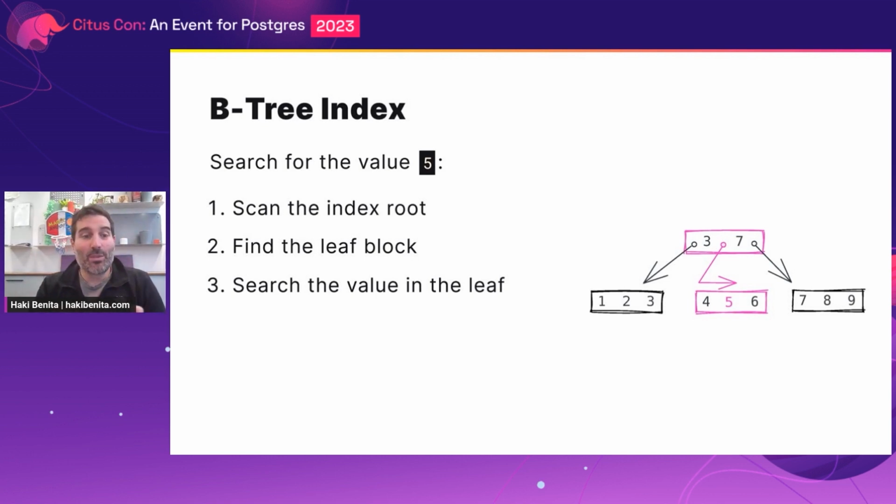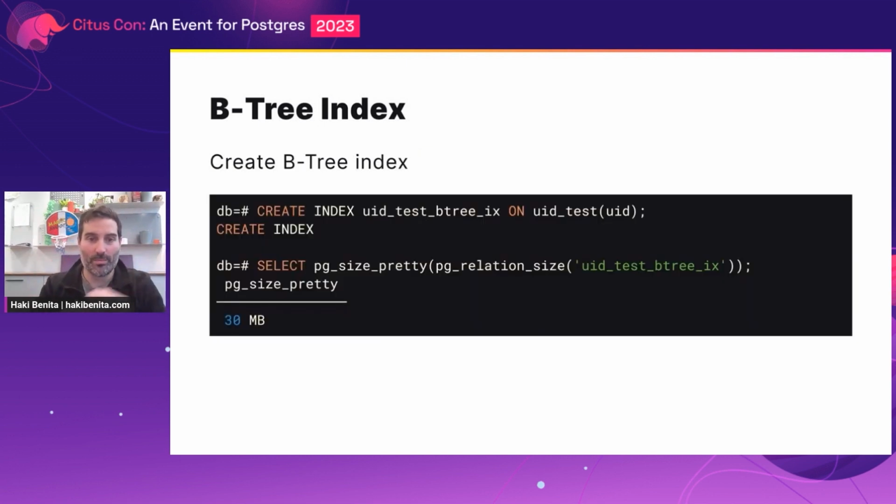Once we find the value that we looked for, in this case 5, this index entry, which also contains the value 5, also contains a list of all the rows that contain this value, the TIDs of all the rows that have the value 5. Then we can go to the table and get all the rows and do whatever we need with them. This is how a B-tree index works, okay?